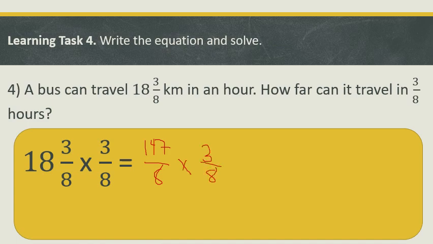So, times 3/8. So, since walang common factor, multiply na natin siya. 147 times 3 is 441. 8 times 8 is 64. So, 441 divided by 64 is 6 ang ating whole number. Ang remainder natin ay 57. And yung denominator natin is 64. So, ito po ang ating answer.